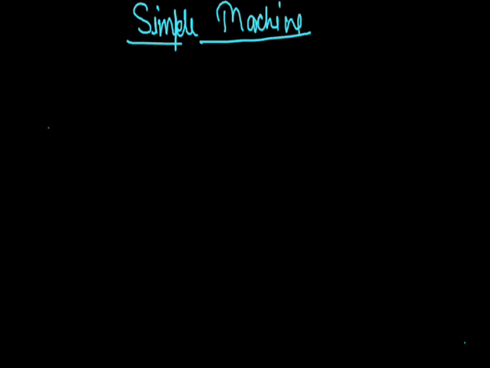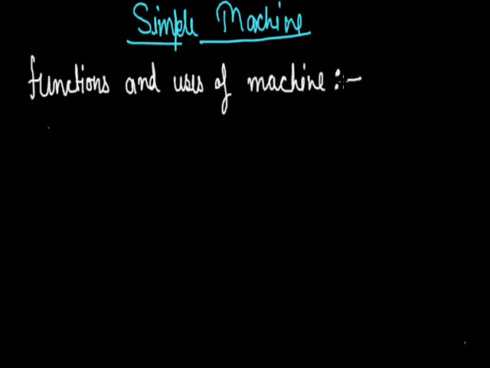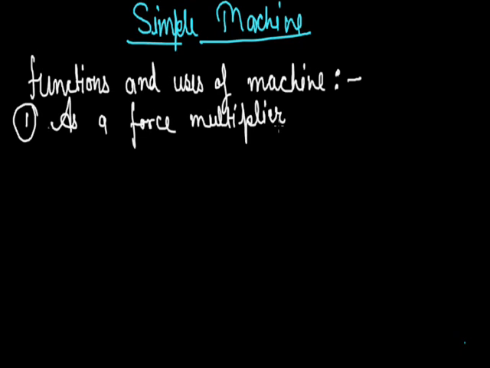Now, functions and uses of simple machine. First, as a force multiplier. For example, a hydraulic jack is used to lift a car, a bar is used to lift a heavy stone, an inclined plane is used to transfer a load from a lower level to a higher level, a single movable pulley is used to lift a heavy load. In all these examples, the effort is less than the load. So, simple machines can be used as a force multiplier.